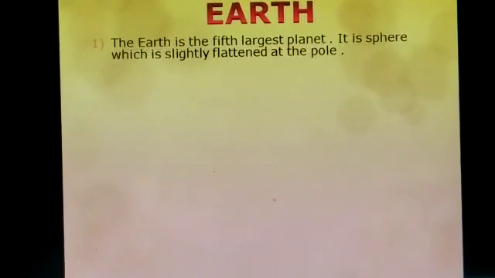The Earth is the fifth largest planet. It is a sphere which is slightly flattened at the poles, that is the north and south pole, somewhat like an oval shape, not totally spherical.